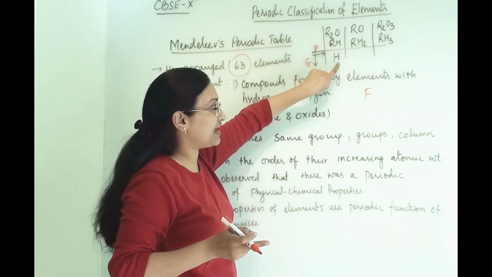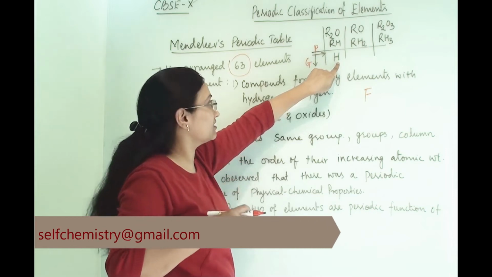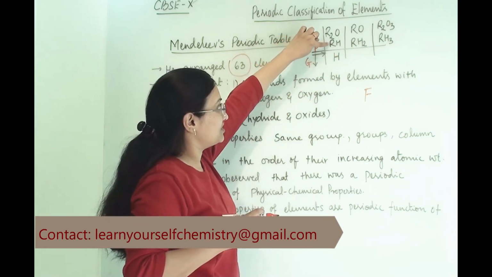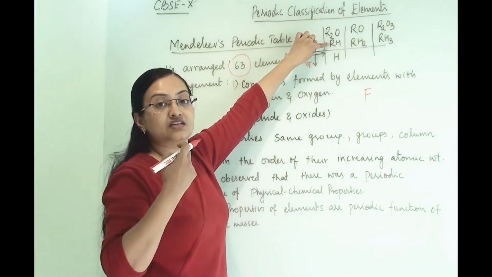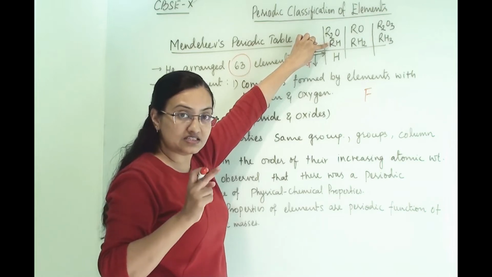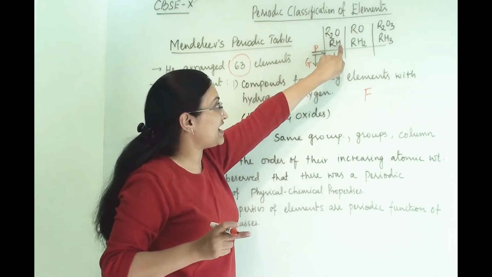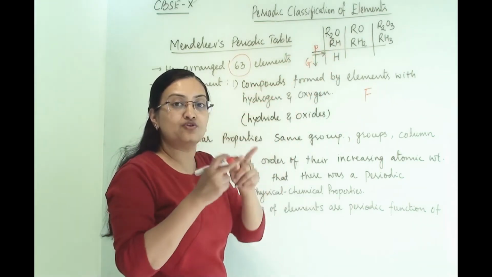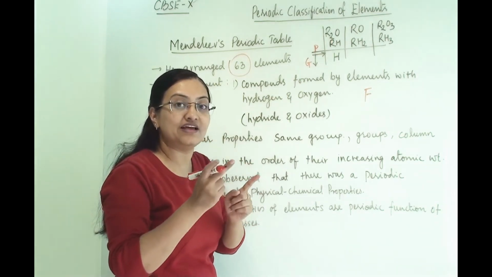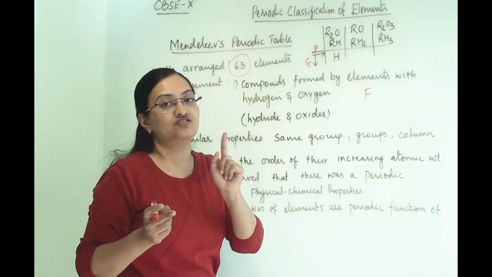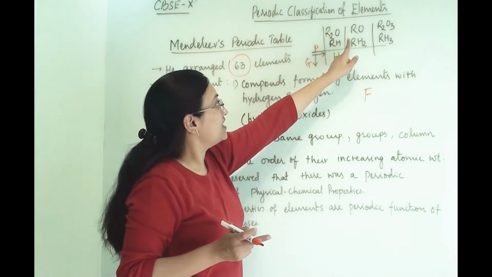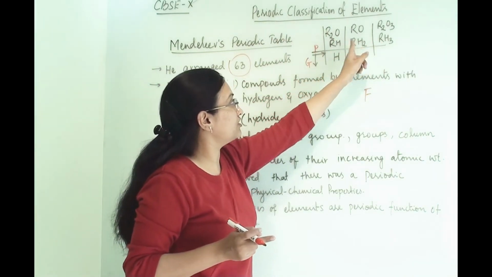R means whatever element he has placed here. Here RH means R is again hydrogen, that is this element, and H is hydride. So when hydrogen forms a hydride, it is 2H, that means H2. That is how he wrote all the molecular formulas here.